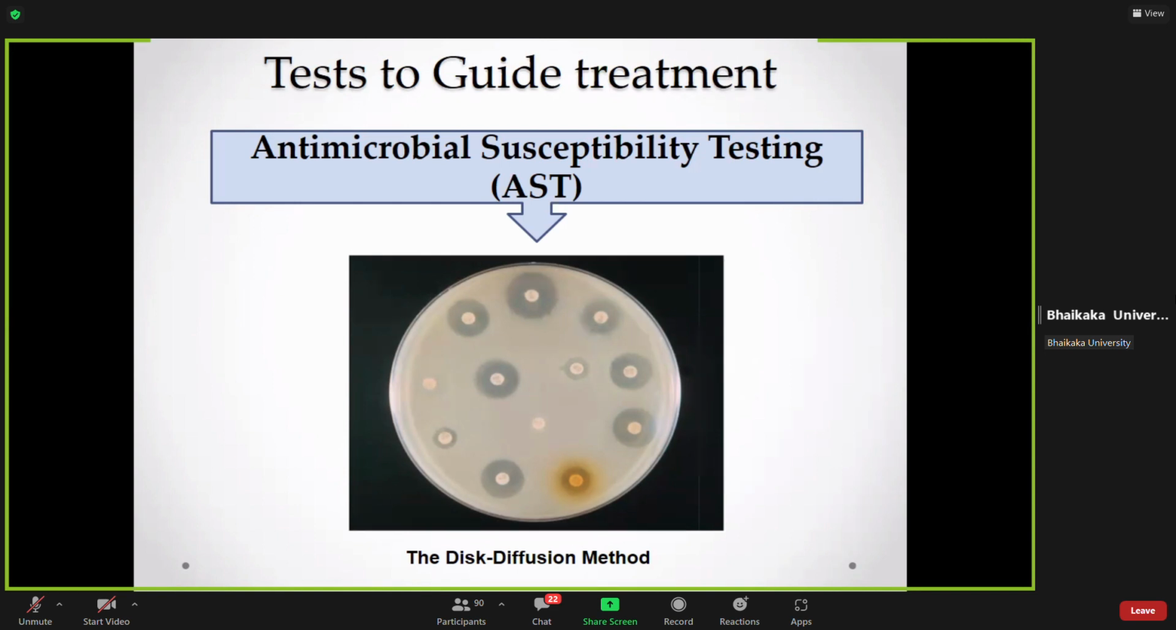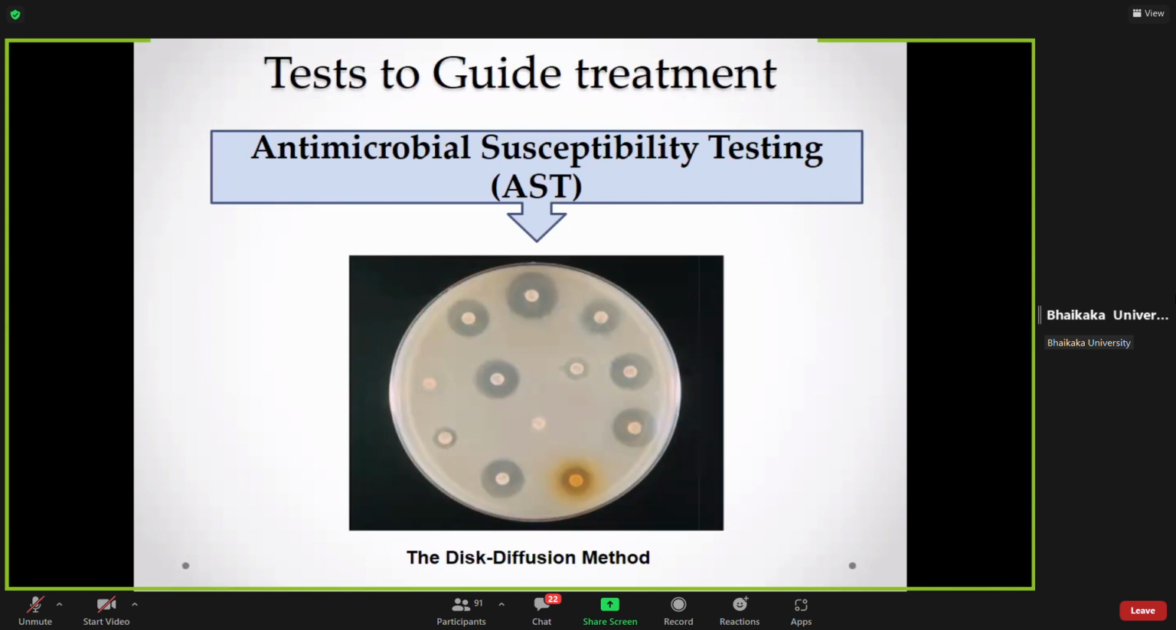Now these white colored small discs which you see here on the plate are nothing but particular discs for particular antibiotics, which are loaded with certain concentrations of antibiotics, and they will diffuse in the medium and they will inhibit the growth surrounding them.